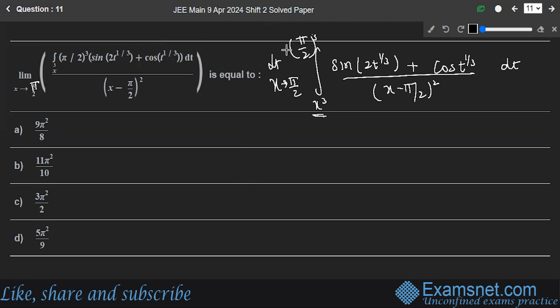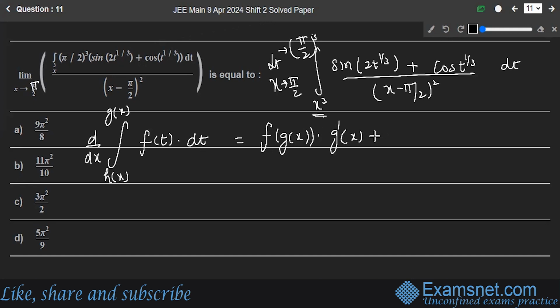See, you are having the limits as one function and another one. So I'll be using the Newton's Leibniz theorem. And what does that theorem say? It says if you have to find the derivative of an integral of the form d by dx of some function to another function of another function dt, it is given by f of the upper limit into the derivative of the upper limit, minus f of lower limit into the derivative of the lower limit. So, using this, let's solve this question.